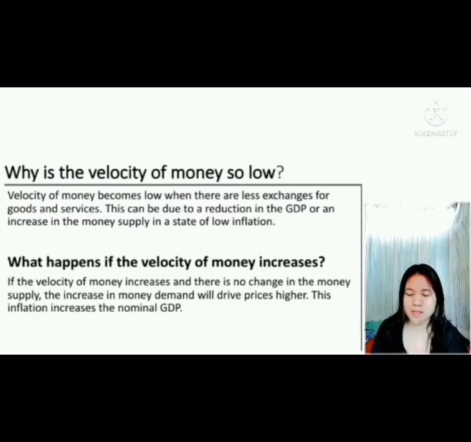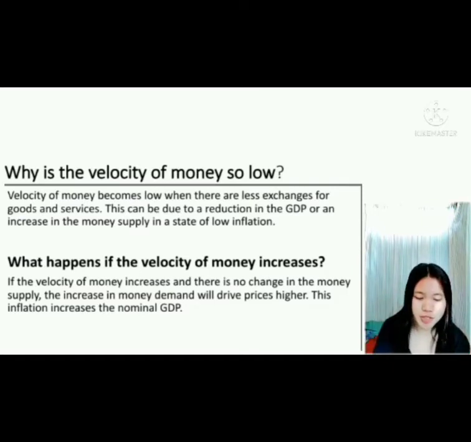Why is the velocity of money so low? Velocity of money becomes low when there are fewer exchanges of goods and services. This can be due to a reduction in GDP or an increase in the money supply in a state of low inflation. What happens if it increases? If the velocity of money increases and there is no change in the money supply, the increase in money demand will drive prices higher. This inflation increases the nominal GDP.